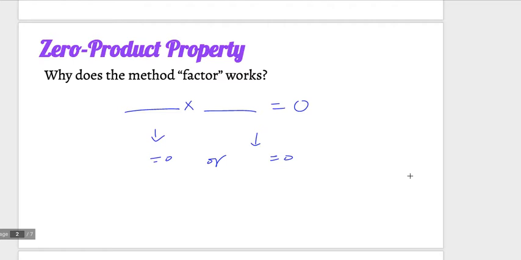Sometimes when we solve this kind of equation, students still easily link it to the linear equation, but the way we solve it is very different.